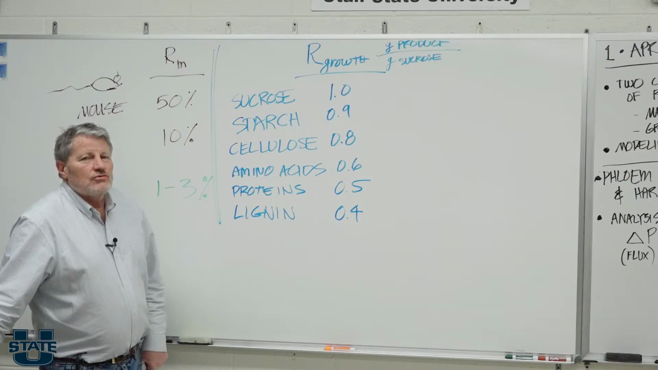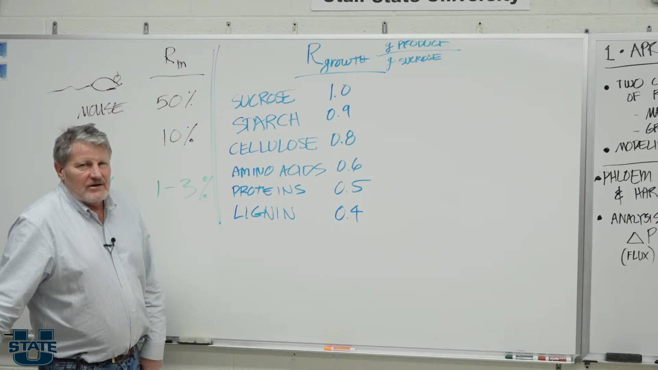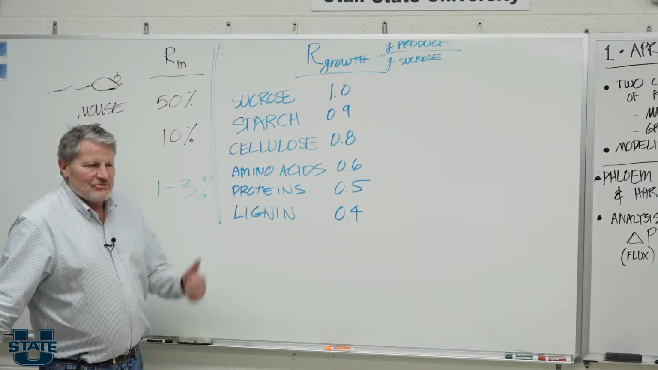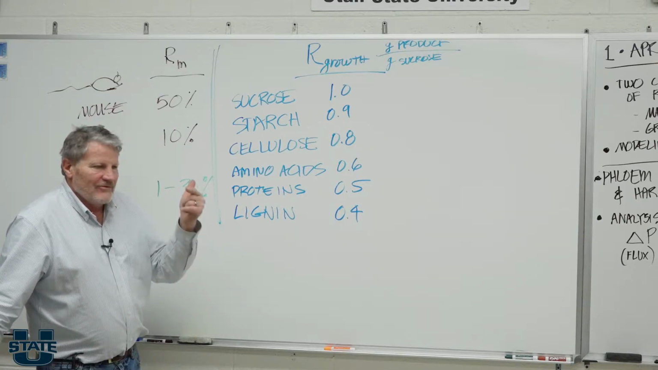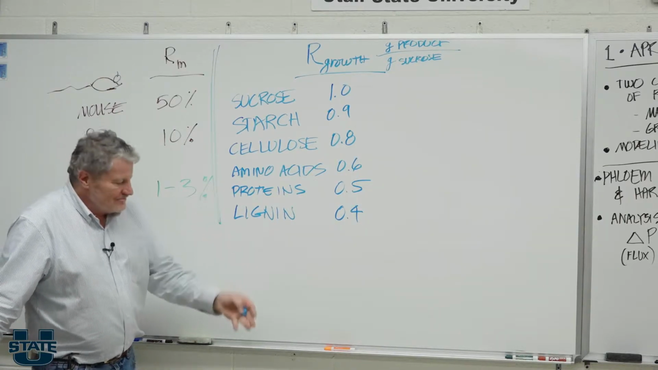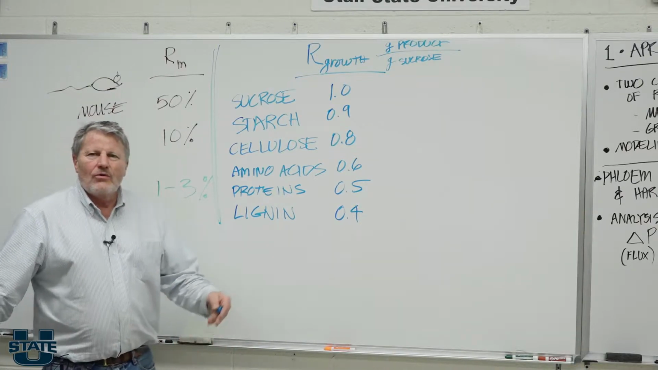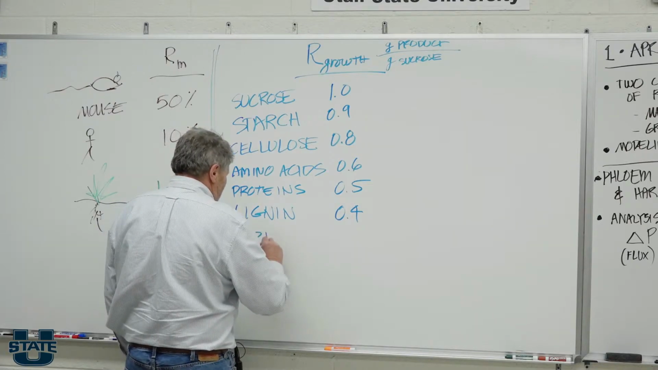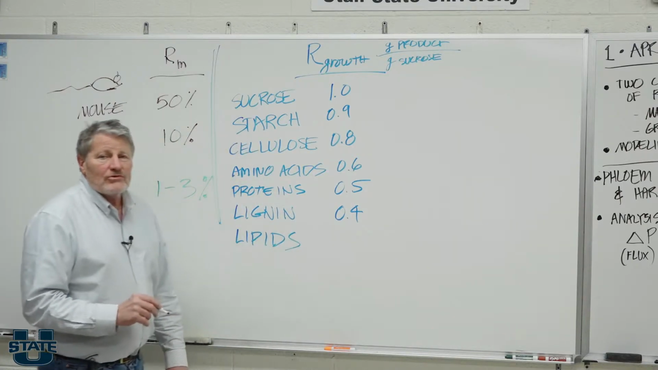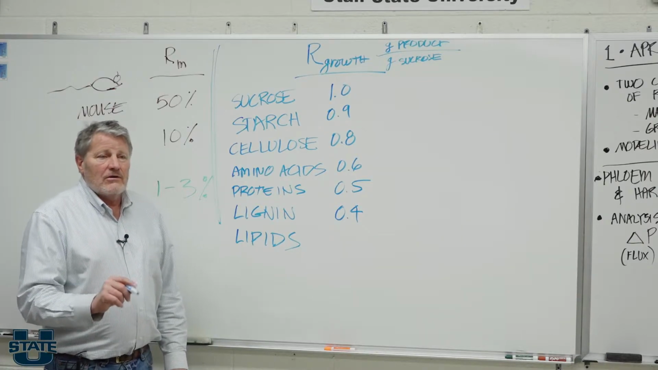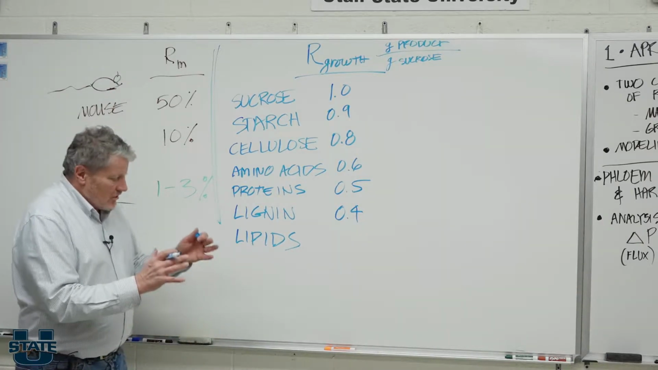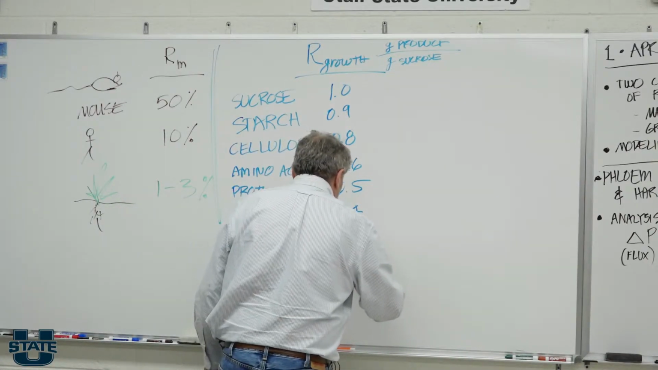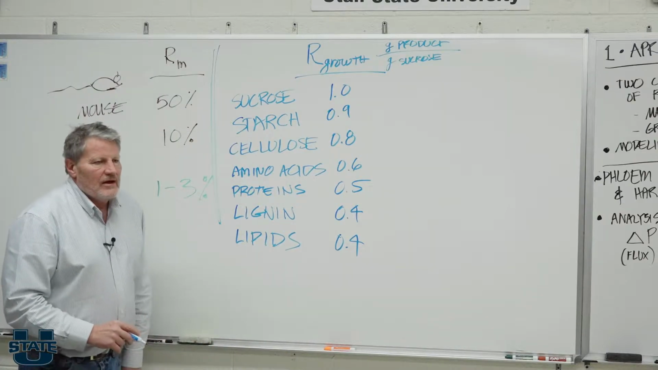What kind of oils do we use for cooking in a kitchen? All plant-based oils. Safflower, corn oil, olive oil, sunflower oil, all oils. Lipids or oils, very hard to make. They're very reduced. They're high energy compounds, but it's hard to make them, and lipids are about 0.4.